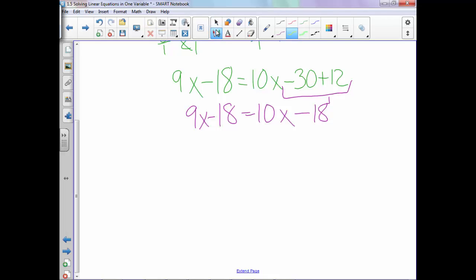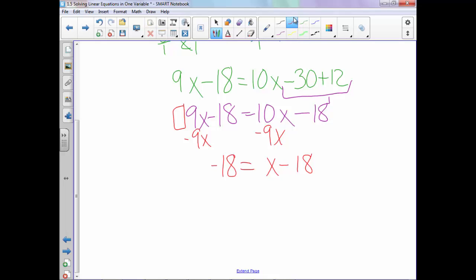So let's go ahead and subtract our 9x. And notice we're subtracting because it was positive here. There's no sign, it's positive. So we're left with negative 18 on this side. 10x minus 9x is just x, and then minus 18. Notice we combined the x's because they're like terms. They both have an x.